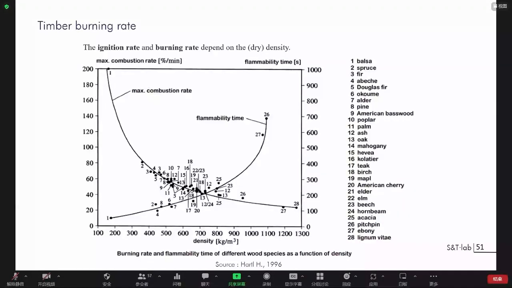Looking at the burning rate and the time you need to put some timber in flame, you will see a very obvious mechanism in which the higher the density, the more time you will need to flame timber, and the lower the combustion rate of the timber. So choosing the heaviest timber element will guarantee that it will resist fire better, in addition to the protection mechanisms that timber has.